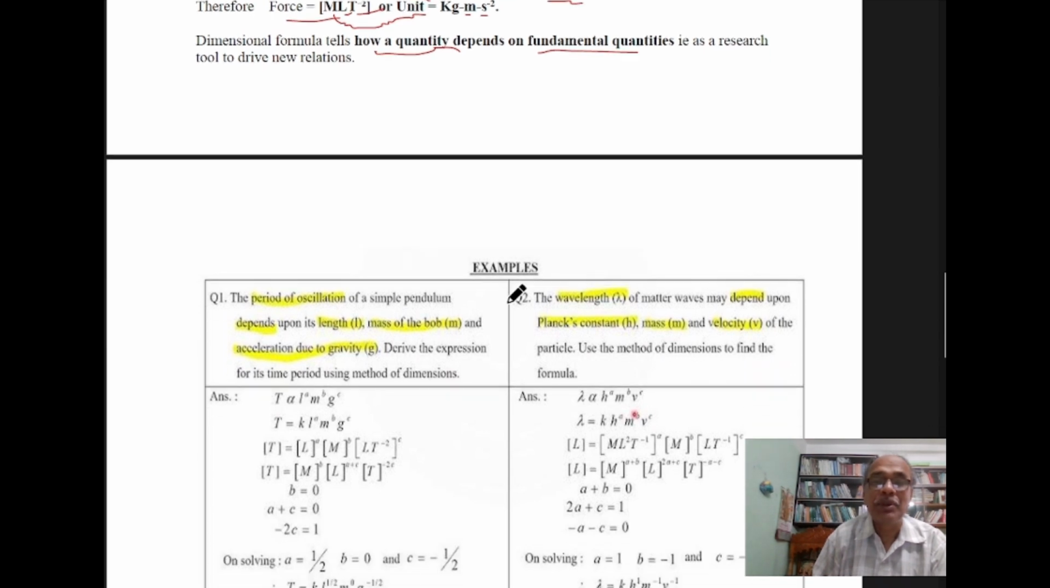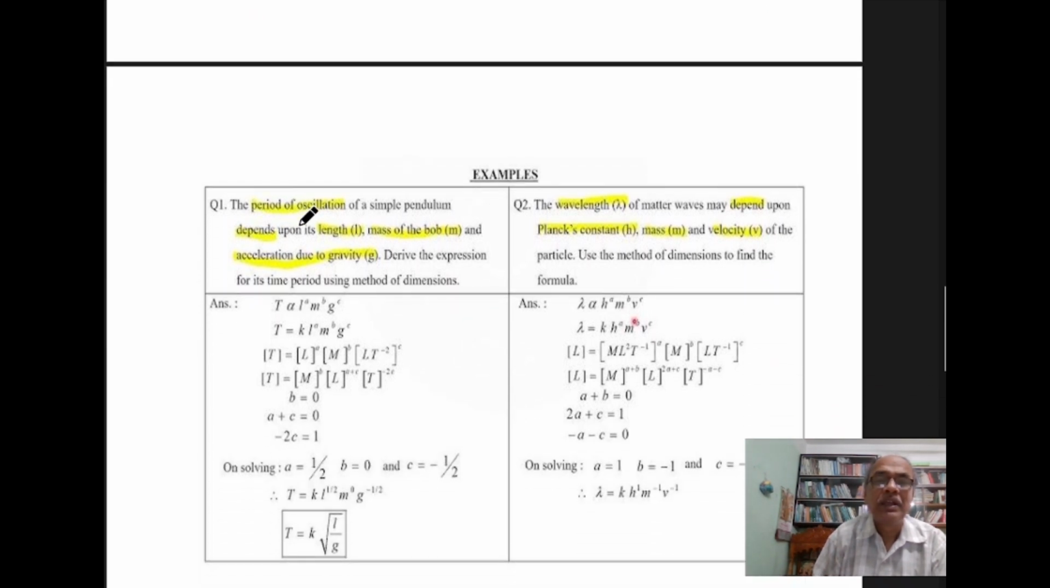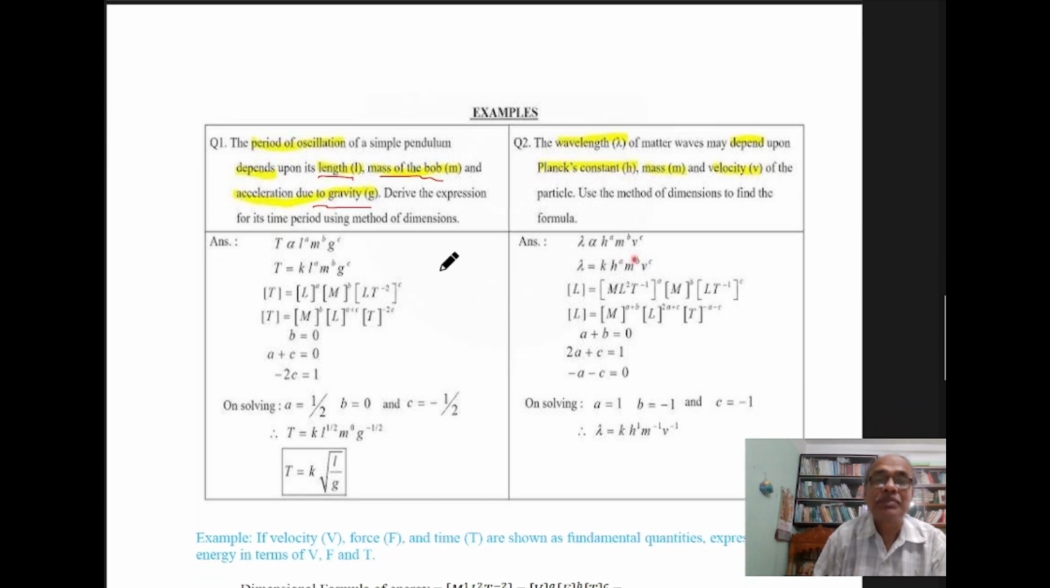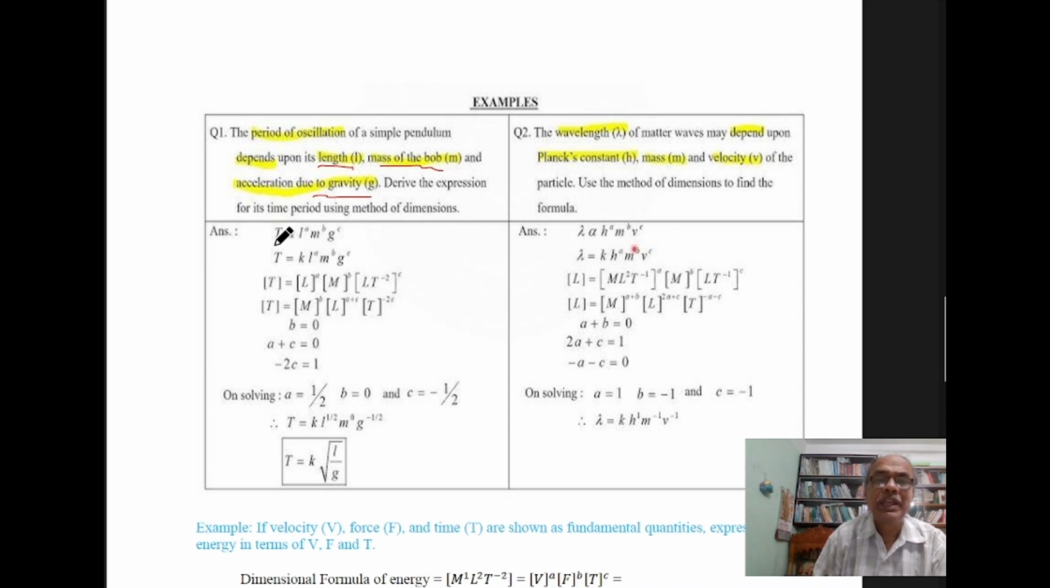We are going to take one example. The period of oscillation of a simple pendulum depends on length, mass of the bob and acceleration due to gravity. You have to find the expression of the time period. In general, we take L to the power a, m to the power b, g to the power c, and k is the proportionality constant, which is dimensionless. So T equals k L to the power a, m to the power b, g to the power c.